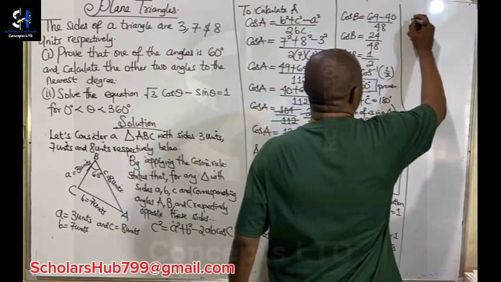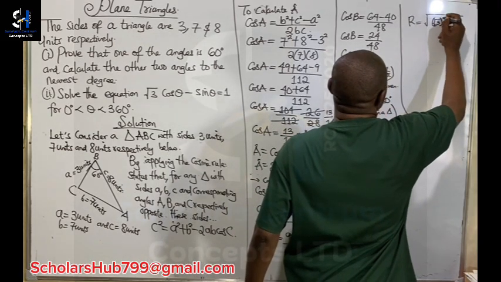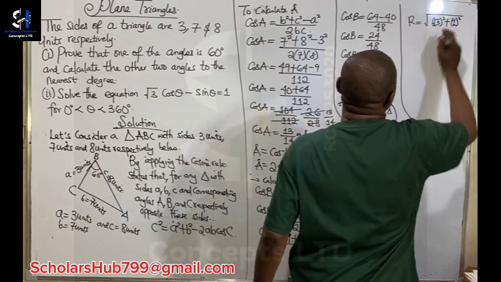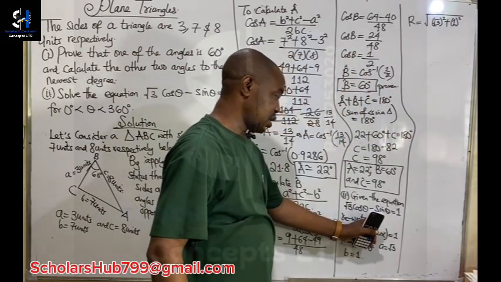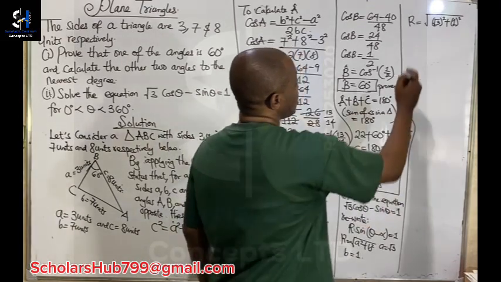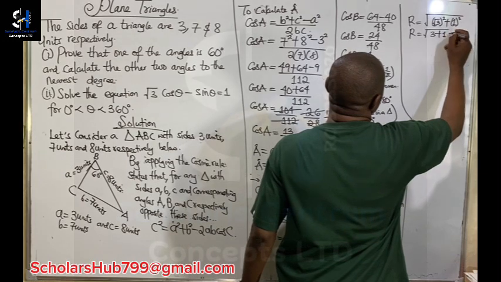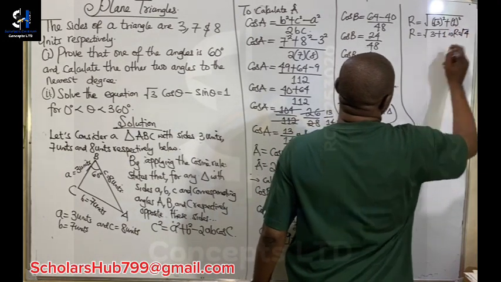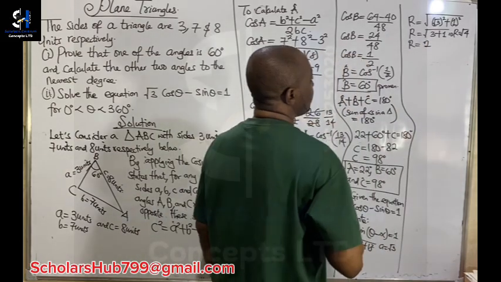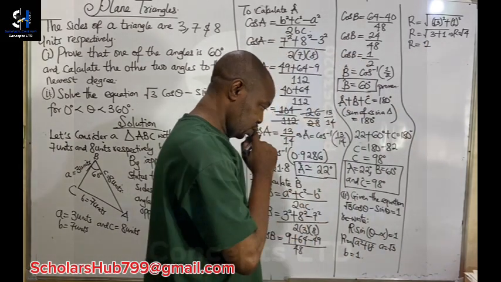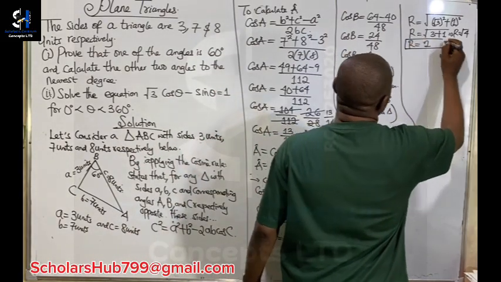So we're going to have r equals the square root of radical 3 squared plus 1 squared. So this will be r equals 3 plus 1, so that r will be radical 4, the square root of 4, that will be 2. So r equals 2. Now let's get the value of alpha.